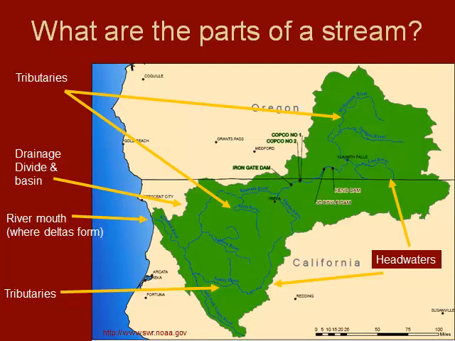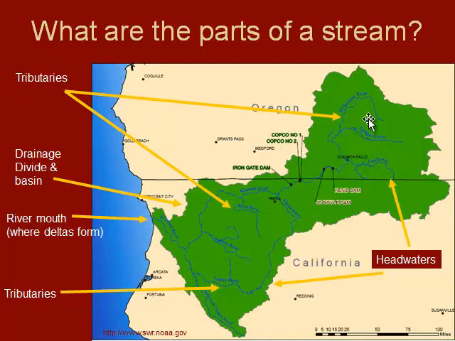So what are the parts of a stream? Well, here's a map showing you the Klamath River. It stretches through California and Oregon. There's a few different things here. Now this whole green blobbed area is showing you what's called a drainage basin. The line, the very edge of that green blob, is showing you where that drainage divide is.